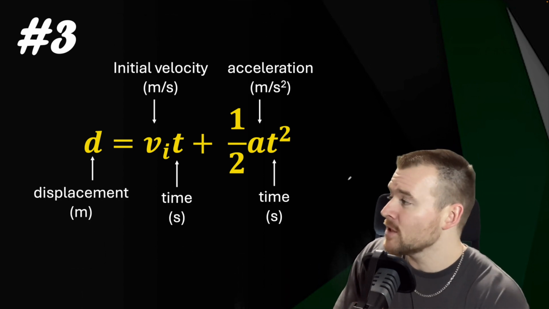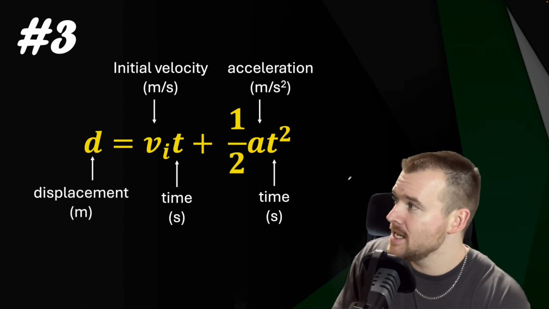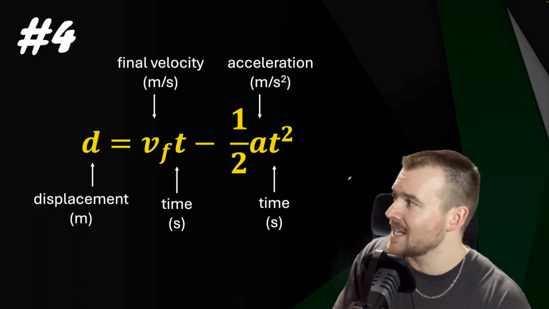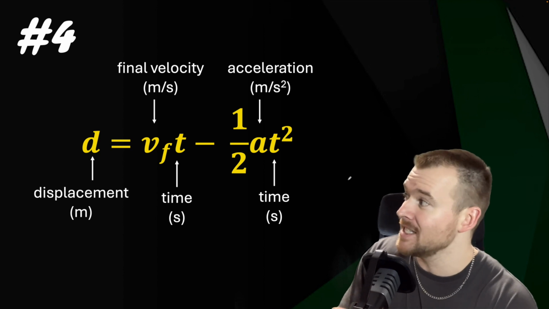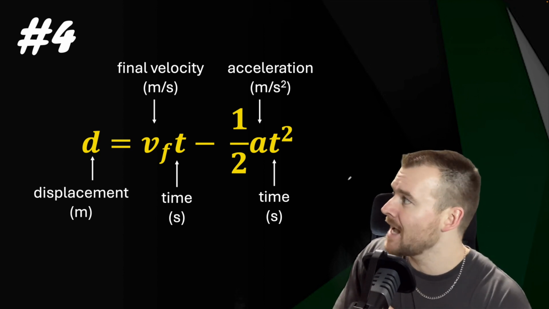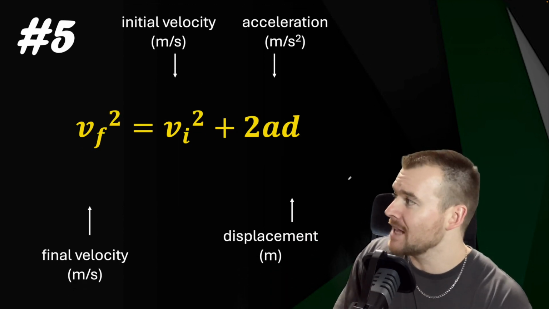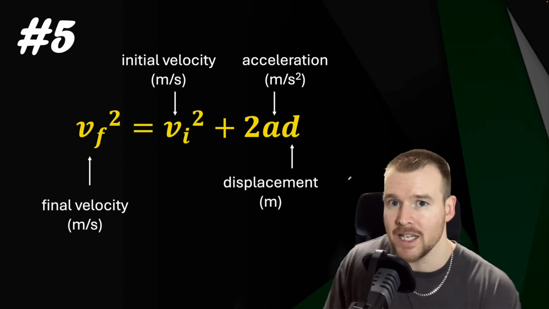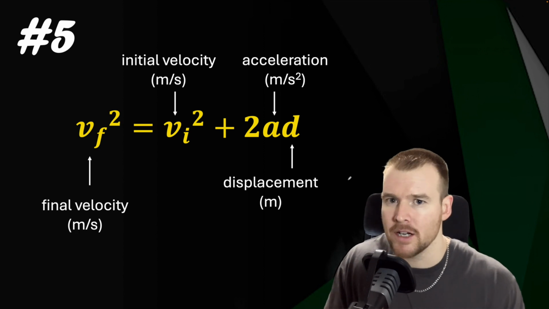So number 3 looks like this. We have d is equal to vit plus half at squared. The fourth one's almost identical, just has vf and a minus. d is equal to vf t minus half at squared. And our last one here, vf squared equals vi squared plus 2ad. Okay, I went through them quick because they're on your data sheet.